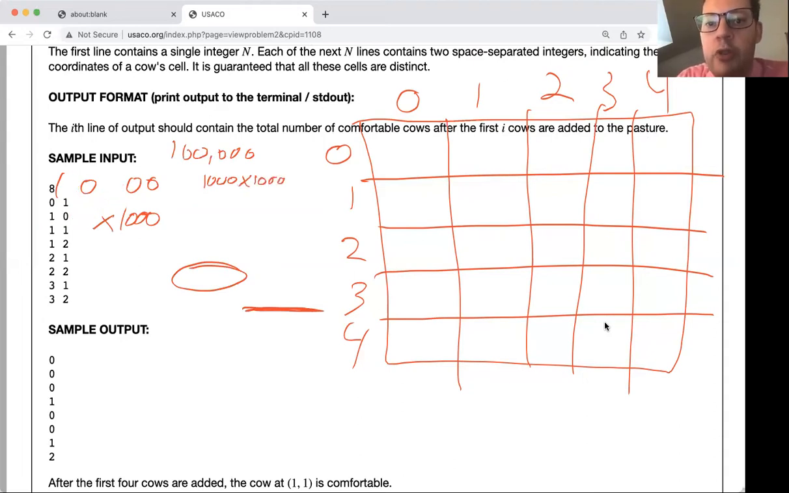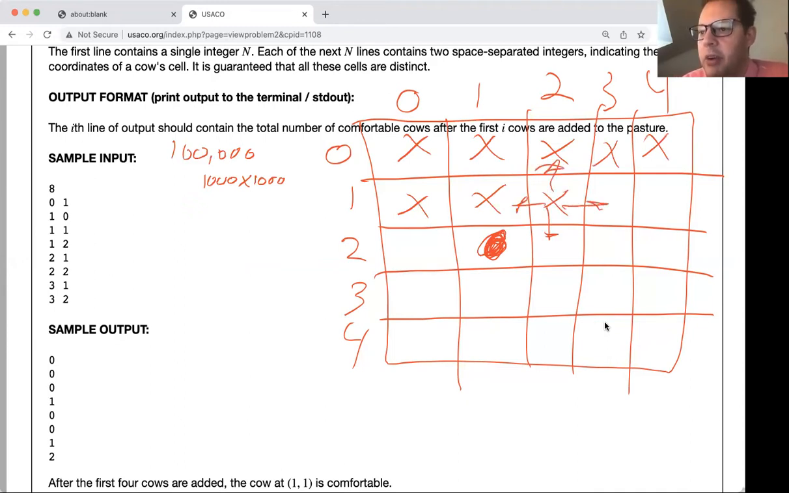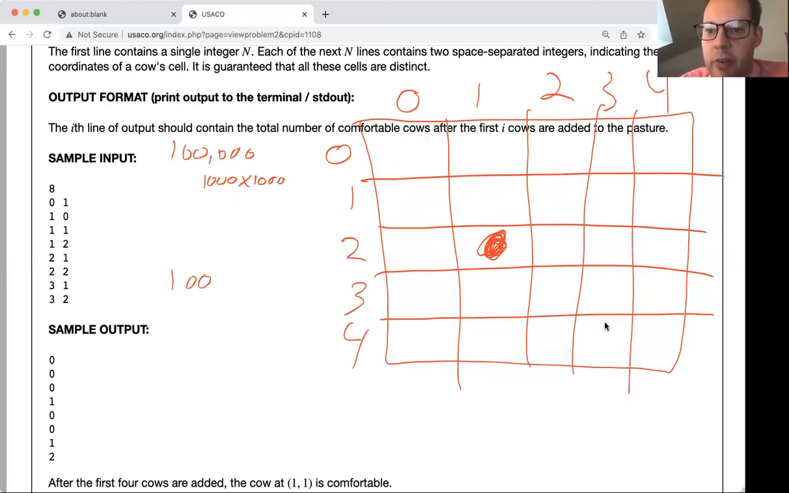Okay, so just try to imagine if I wasn't keeping track of how many comfortable cows there were, and I'm adding cows, and I add a cow here. What I would need to do if I didn't have a running total is go through each one of these cells one by one, and check each one up, down, left, and right to see whether or not it's comfortable. The reason why that's a problem is if you do a little bit of math, for every cow I place, which is going to be 100,000 cows, I'm going to have to go through an entire field that's 1,000 by 1,000. So that's times 1,000 times 1,000. And then for each one of those, I have to check up, down, left, right, which is times 4.